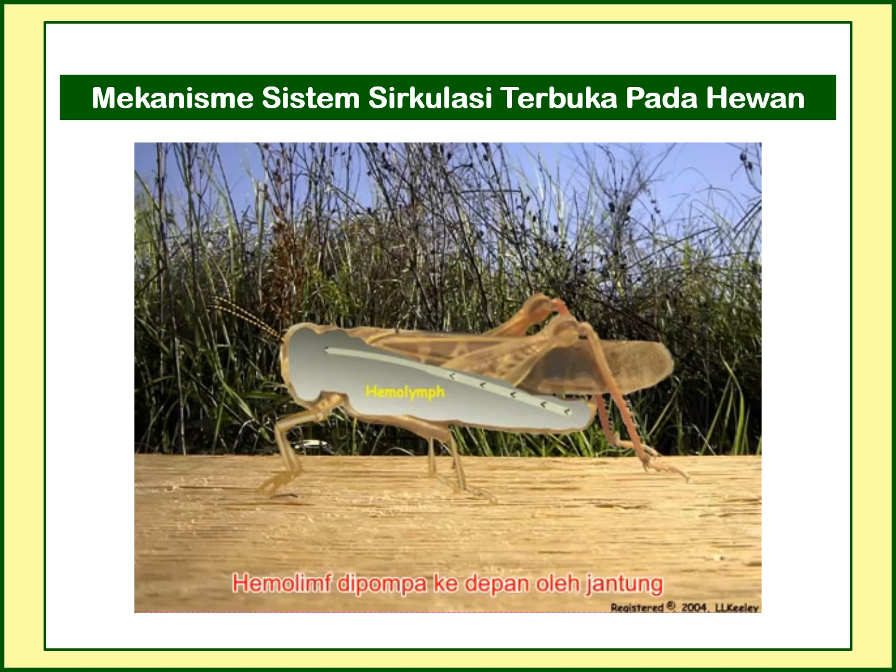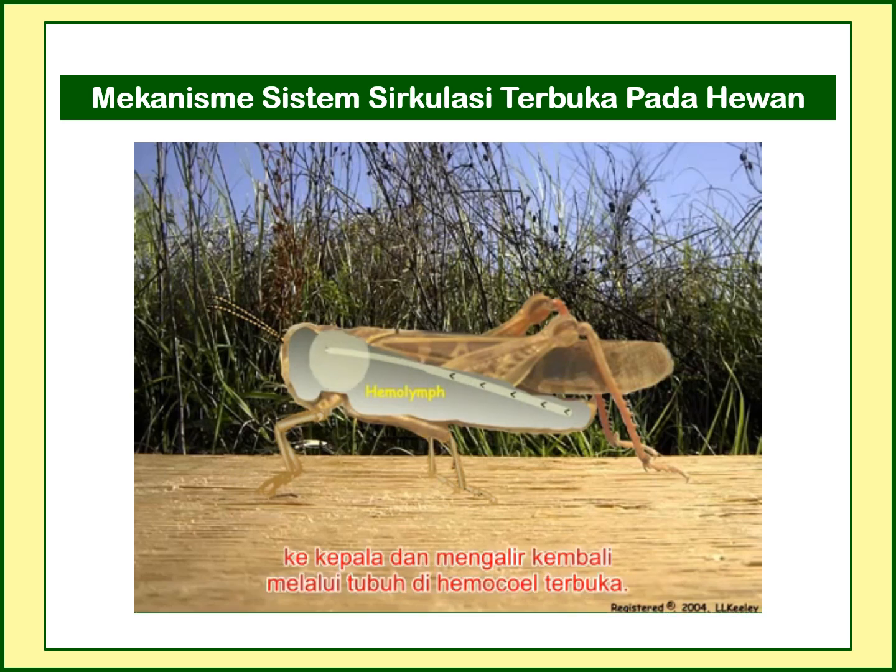Hemolymph is pumped forward by the heart through the aorta into the head and flows back through the body in the open hemocoel. Hemolymph re-enters the posterior heart through the ostial valves, and the cycle repeats. The hemocoel is always full of hemolymph, and the heart ensures its mixing. Auxiliary pulsatile hearts at the base of the antennae, legs, and wings pump hemolymph into those appendages.